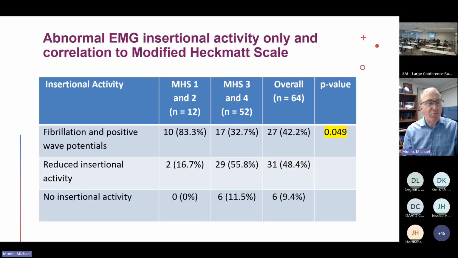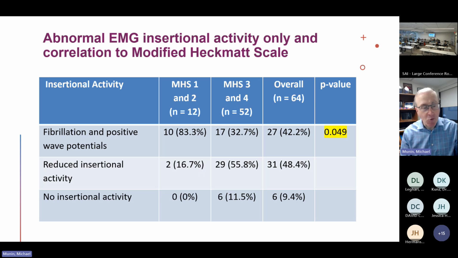Now, this slide breaks down the types of abnormal insertion activity correlated to the modified Heckman scale. As I was alluding to, in the MHS 1 and 2 group, the vast majority of abnormalities were fibrillation and positive waves. As you know, when you inject botulinum toxin, that's a chemical denervation, and you can see fibrillation and positive waves. So I think that's what we were seeing.